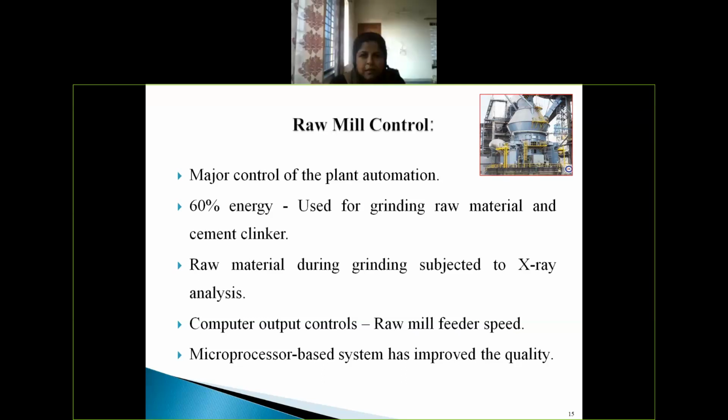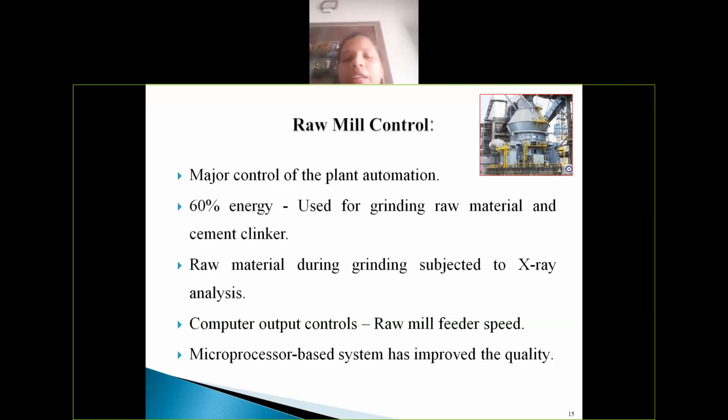My topic is raw mill control. Raw mill control is used together with cement kiln control. Here the parameters are controlled and monitored within the limits, and 60% of the energy is used for raw material and clinkers. For grinding, control of the mill is very important, which is used to achieve economical plant operation. Here we have to maintain the moisture content. If the moisture content varies greatly, it affects energy utilization and good dedusting. Uniform quality of cement and uniform composition is also required.